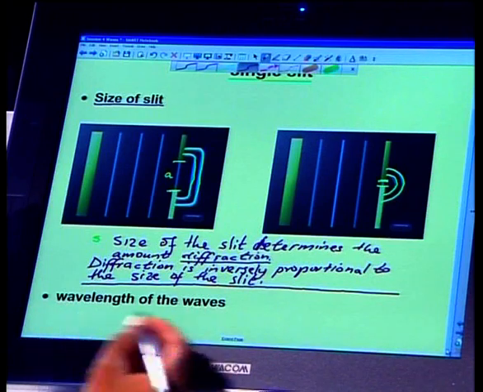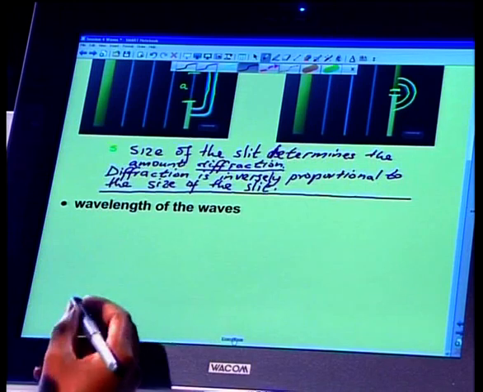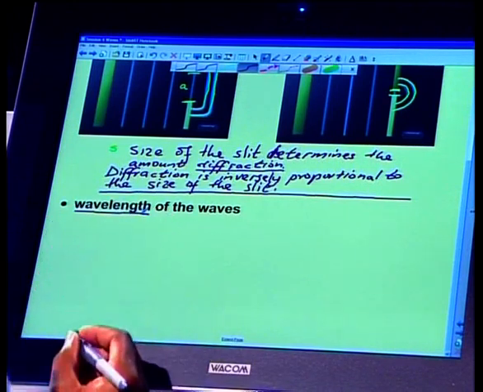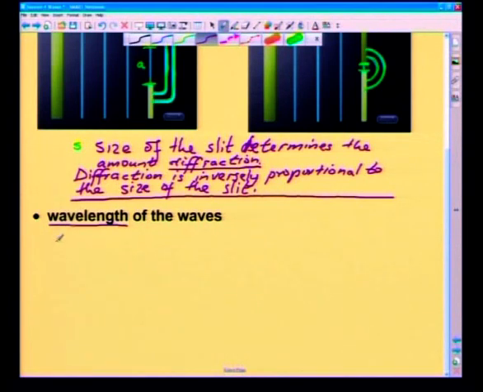But then, something that I may not quickly show to you, but please understand this. The wavelength of the wave also is a factor that plays a role in determining the amount of diffraction that would happen to a wave. Now, how does this wavelength affect the amount of diffraction? Here we have a situation where diffraction is directly proportional to the wavelength.